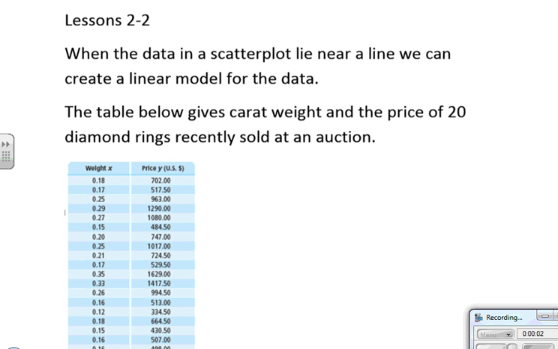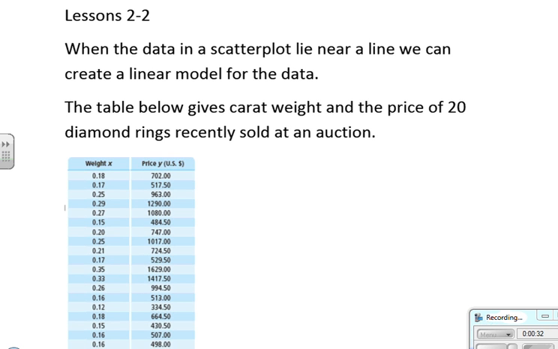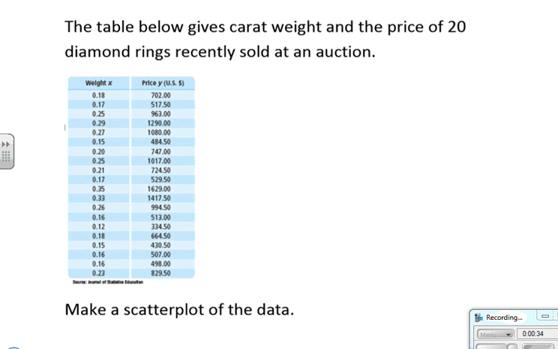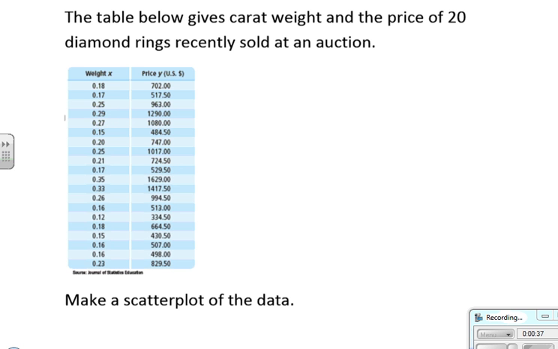Hello, you all. What we are talking about today is how to make scatter plots on data, how to come up with a linear model to fit the data, and how to get your calculator to give you the line of best fit. The data that I have given you in your notes, and it's also here on the smartboard, is data for the carat weight of various diamonds that were sold at auction and what the price of those diamonds was when they were sold.